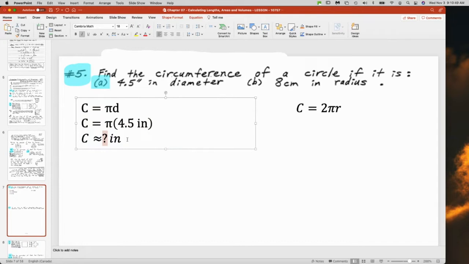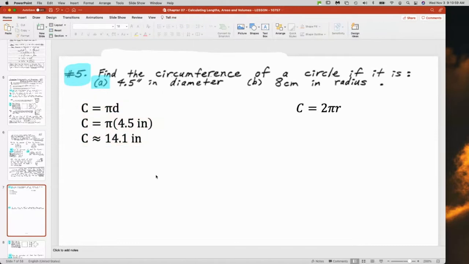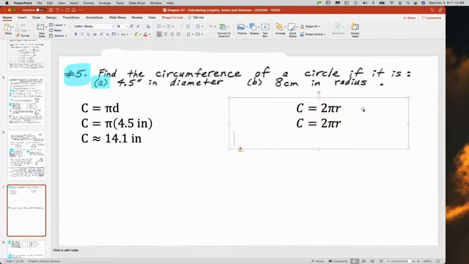Anybody have a number on that? Pi times 4.5? Thank you, James. Thank you, Nicolos. That's good to go. So 14.1 inches. Perfect. Nothing miraculous here. We're just doing something very straightforward to break the ice. I didn't highlight 5B, but I could quickly say that one as well, if that is something that you would like to see. So 8 centimeters in this case.